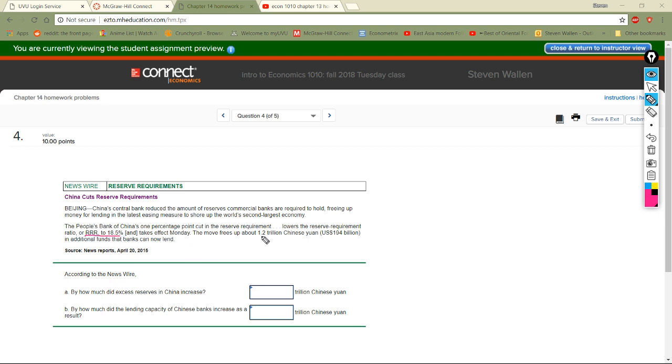18.5%, and this is going to free up 1.2 trillion yuan, which for us would be 194 billion. Okay. By how much did excess reserves in China increase? Well, that's in trillion yuan, so we just put 1.2 trillion. That's what it says right there, 1.2. By how much did the lending capacity of Chinese banks increase, in trillion Chinese yuan? Well, we have 1.2 trillion.